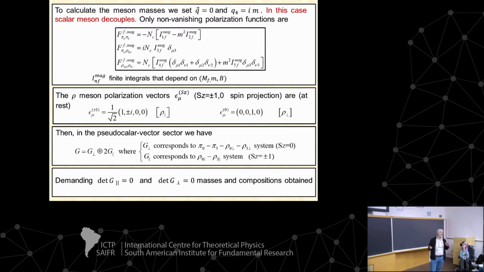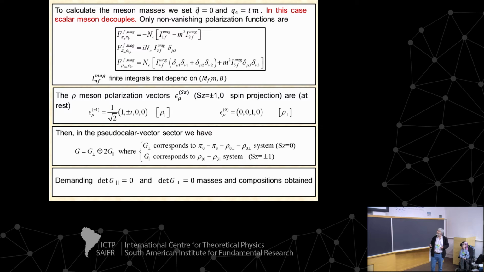So there you have a 4 by 4 matrix. And then you have another two 2 by 2 matrices, which correspond to the mixing between rho and omega, if you like, parallel, so plus one and minus one. So G perpendicular corresponds to the mixing of these four particles, which are spin zero, and then you have two matrices of 2 by 2, one corresponding to spin plus one and the other minus one. So you have to calculate the determinant of these matrices, and from the determinant you can calculate the masses. But you can also calculate the composition of each state.